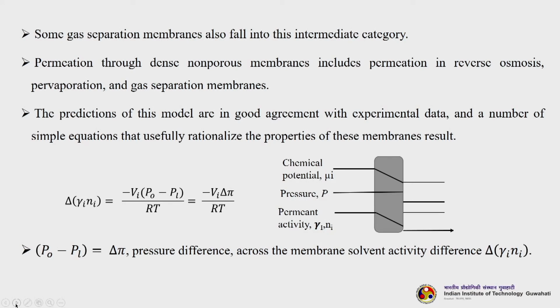Now, permeation through dense non-porous membranes includes permeation in reverse osmosis, pervaporation and gas separation. Now, the predictions of this model are in good agreement with experimental data, and a number of simple equations usually rationalize the properties of these membranes. So, you can write this equation in terms of activity coefficient. Okay. So, these are being shown: the gradient, actually chemical potential, pressure, the permeate activity. So, we can write P naught minus PL equals delta pi, expressing in terms of the osmotic pressure difference across the membranes, also solvent activity difference, okay, the activity coefficient.